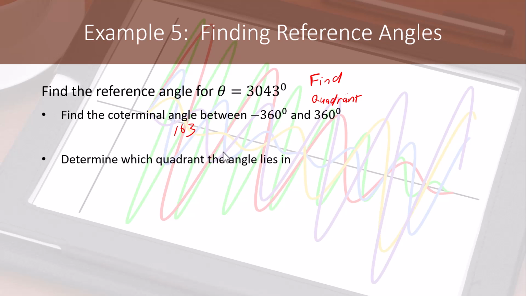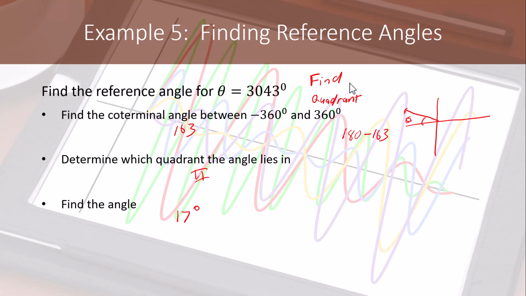Now that we know that, we can determine what quadrant it lies in, and we can just draw a picture to figure that out, or if you can already see it. So here's 0, here's 90, here's 180, so 163 is probably around here somewhere. And once you've done that, this right here is your reference angle, and now you know what you need to do to figure that out. That is going to be 180 minus 163. Okay, so we are in quadrant 2. I guess I should write that down, and that will give us 17 degrees. That is our reference angle.